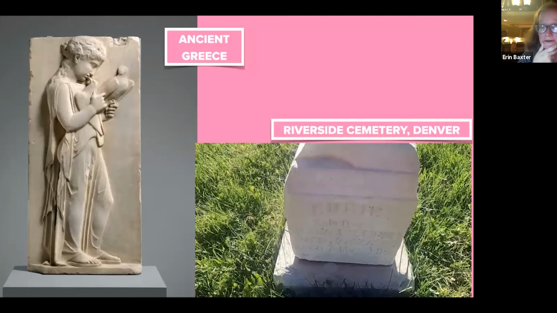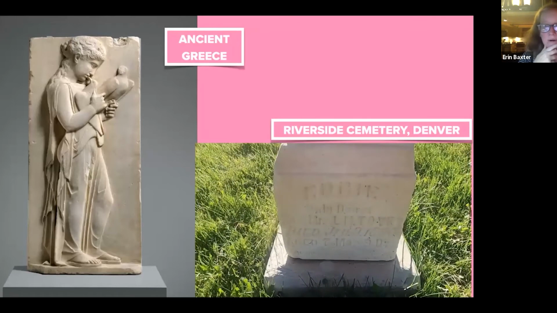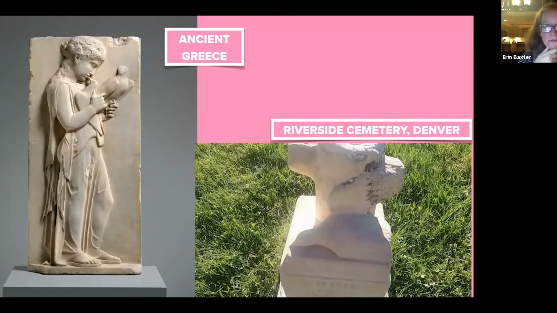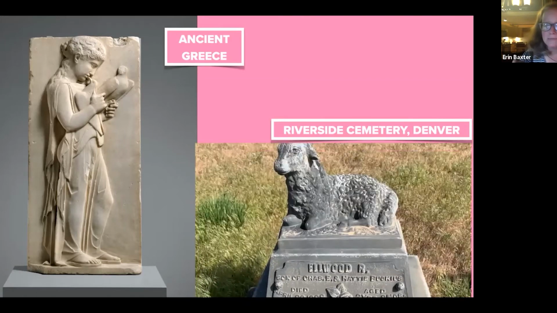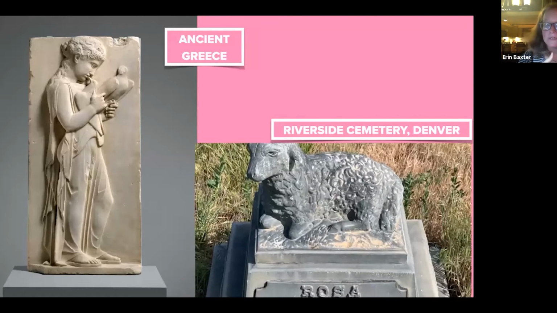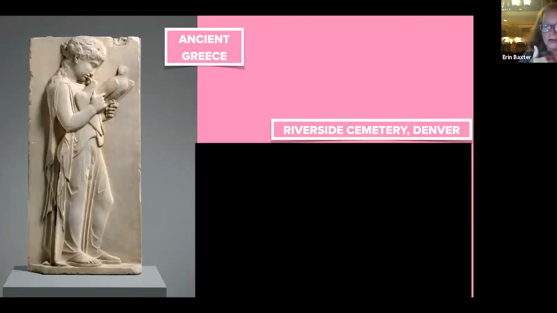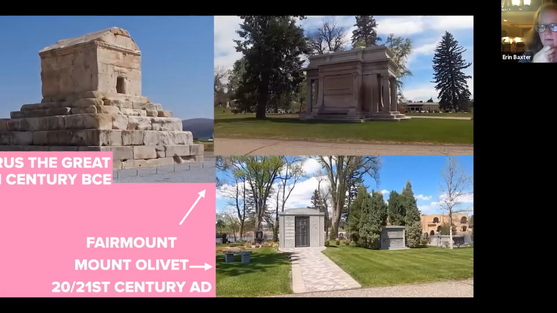Ancient Greece is also in the mix. On the left is the burial of a child who's holding a dove with a broken wing. And if you go to any cemetery in Denver, you'll find small animals invariably represent the death of an infant or a young child. Broken wings, ewes, rabbits, doves, things like that. That's another pattern that has multiple thousands of years in its roots.